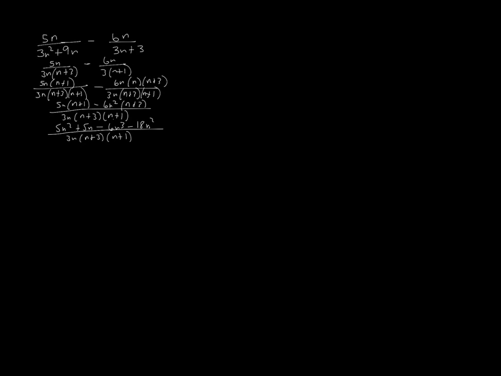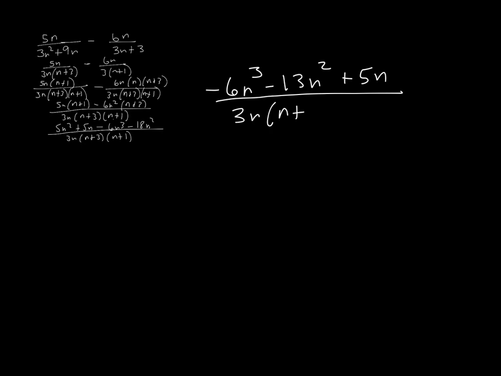And I'm going to write, it's going to be negative 6n cubed minus 13n squared plus 5n all over the common denominator. And then that, it kind of looks like it could be done, but there's one thing I know we can do for sure, and there's an n in the numerator that's in all three things. If I factor that to the front, then it'll cross out with this n right here.